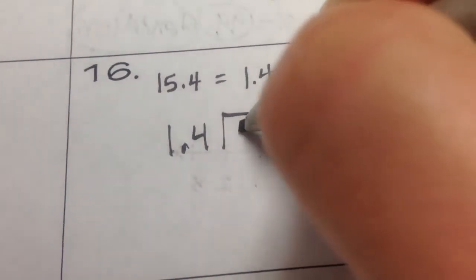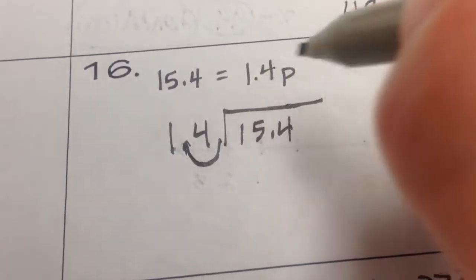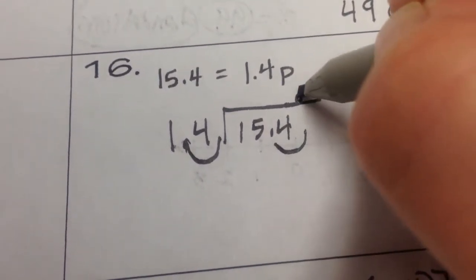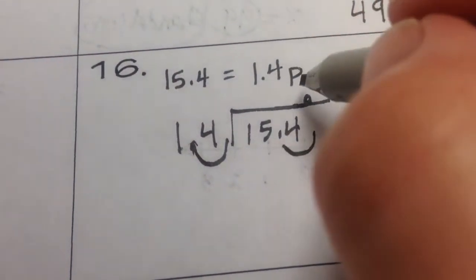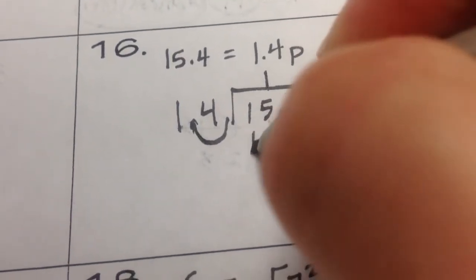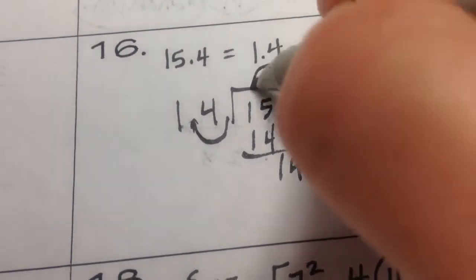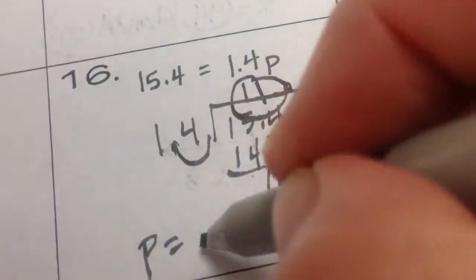Goes into 15.4. I'm going to move my decimal over 1 so I have a whole number. Move this over 1. And I'm going to put it right there in case it goes past. I won't forget that decimal. So 14 goes into 15 how many times? Once. Get 14. Oh, look. 14 goes into 14 how many times? Once. So P equals 11.